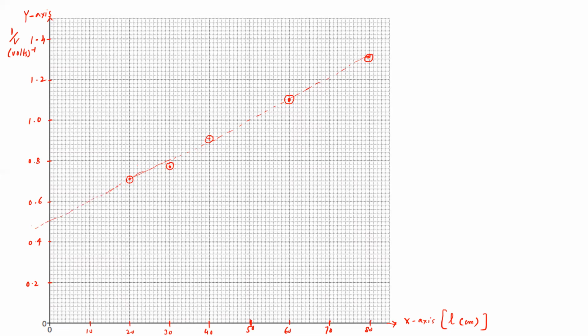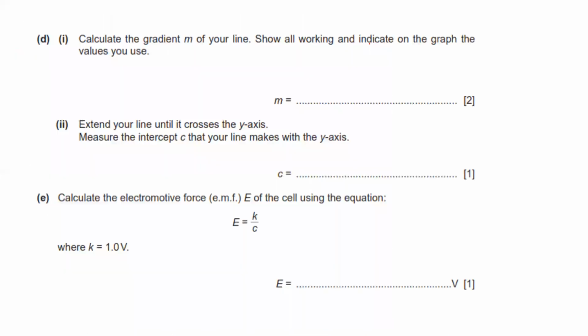So for example, my line would look something like this. Okay, so this is how my line looks. So let's go ahead. It says in part D1, calculate the gradient m of your line, show the working and indicate on the graph the values you use. So remember, gradient is change in y, delta y by delta x.